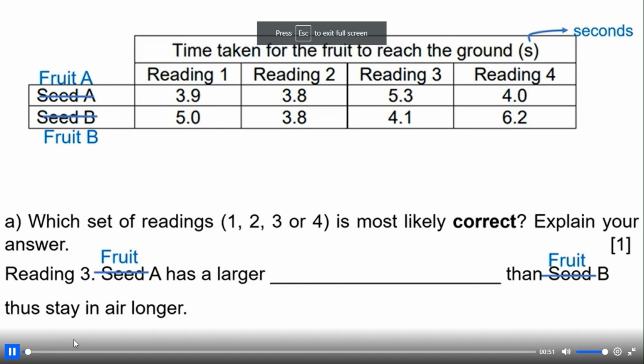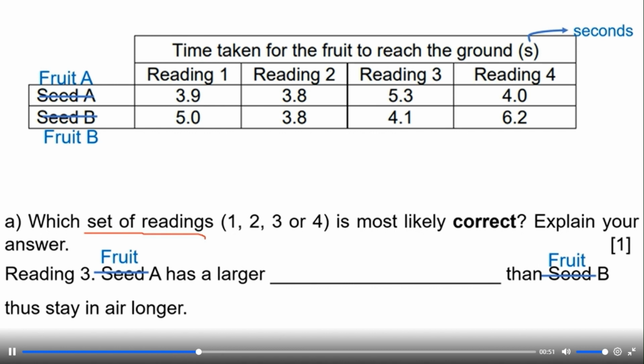Question A. Which set of the readings, 1, 2, 3, or 4, is most likely correct? Explain your answer. So looking at the readings from the table and the explanation just now that we talked about, the wing-like structure of fruit A actually slows it down as it's falling. So based on the table, reading 3 is most likely the correct answer, as it shows that fruit A takes a longer time to reach the ground than fruit B.